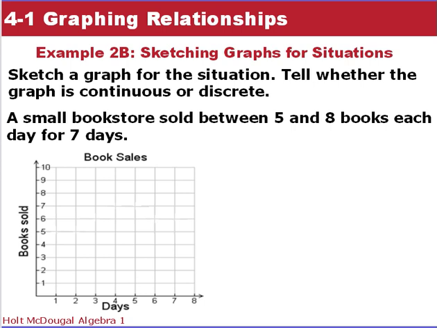So look at this one now. We want to sketch a graph for the situation. Again, is it continuous or discrete? A small bookstore sold between 5 and 8 books each day for 7 days.